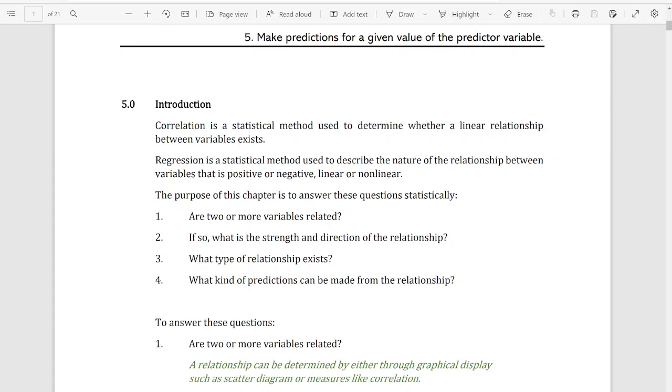Test score dengan amount of revision ataupun hours spent for revision. Okay, kita ada dua pemboleh ubah. So, katakan kita ada test score dengan hours done for revision. Okay, revision hours. So, ada tak perkaitan?